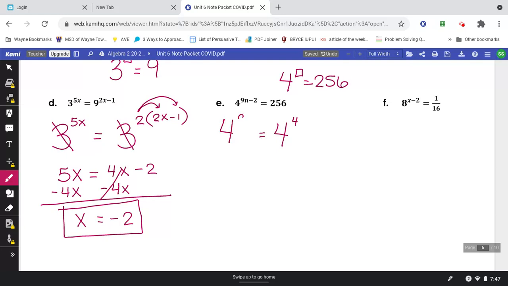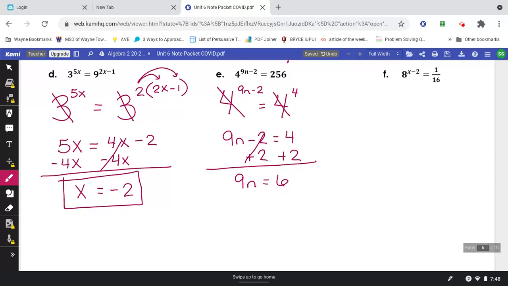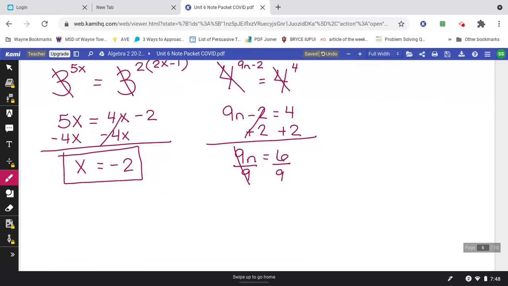And then this is already a 4, so I can bring this down as 9n minus 2. And notice they changed it from an x to an n. They just changed the variable. That is not going to affect how we do the problem at all. The 4's cancel. Bring down 9n minus 2 equals 4. Add 2 to both sides. 9n equals 6. And divide both sides by 9 to get the letter, the variable, by itself.